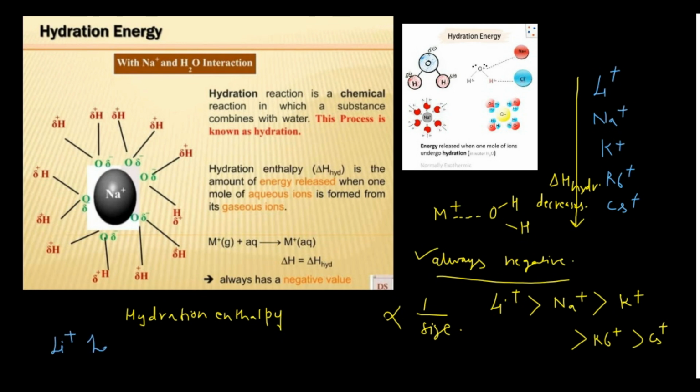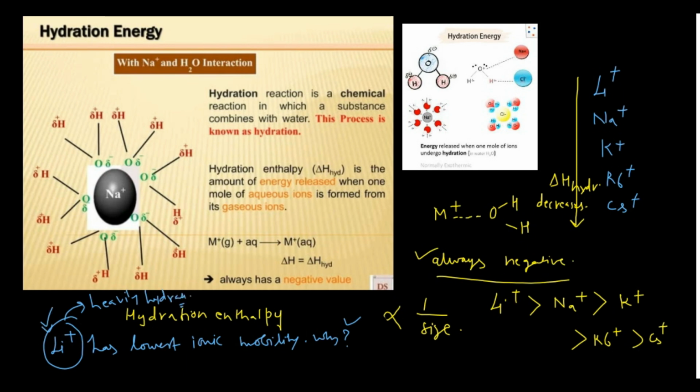Lithium positive ion has the lowest ionic mobility among alkali metals. Why is it happening? See, it is having the smallest size. That means it is heavily hydrated. Heavily hydrated means it is not free to move here and there due to the interaction with the water molecules which surround this lithium positive ion. That's why it is having the lowest mobility in the aqueous solution.